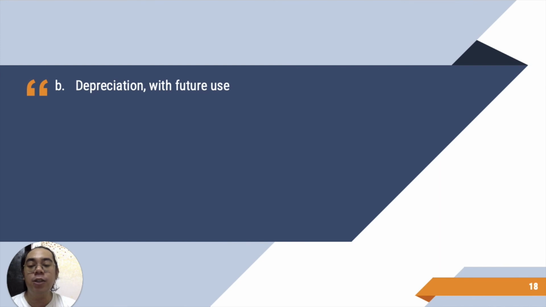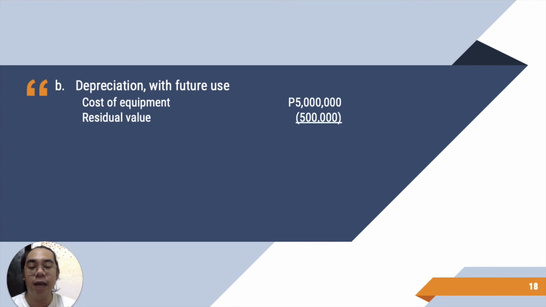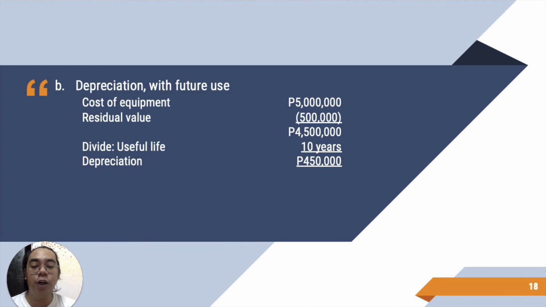Now we will compute for the depreciation. What if the equipment has a future use? Pag meron siyang future use, then use its own life. So ang cost of equipment is 5 million. The residual value is 500,000. Therefore, the depreciable cost is 4,500,000 divided by its own life 10 years. The depreciation is 450,000 every year.